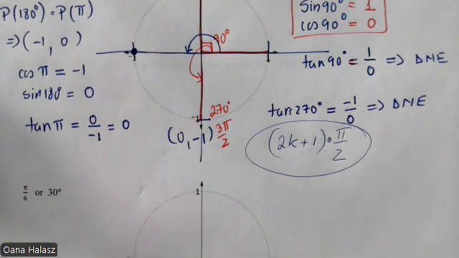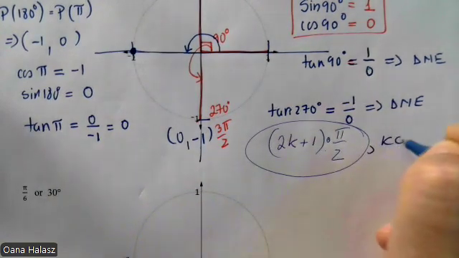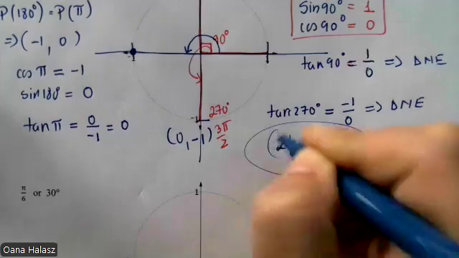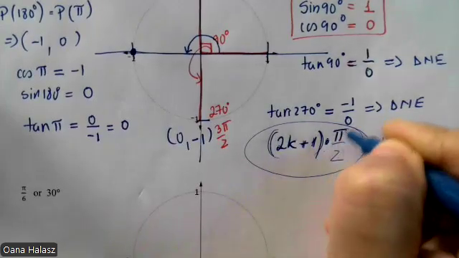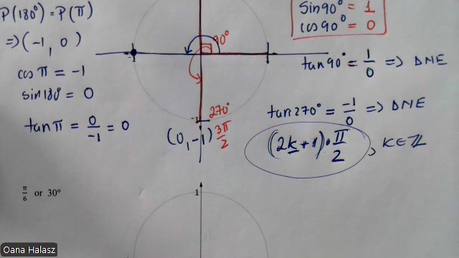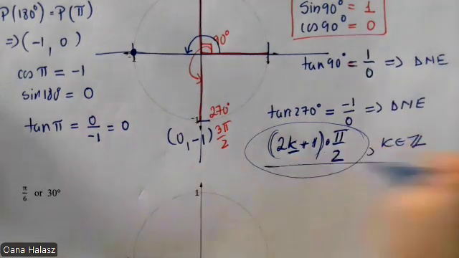Where k belongs to Z, because we want integers for the counts. This k that you choose is just an integer: 1, 2, 3, 4, 0, -1, -2. You don't want to choose 0.5. That's not what we're talking about. Does that make sense? Okay, so these are all exclusions for tangent.